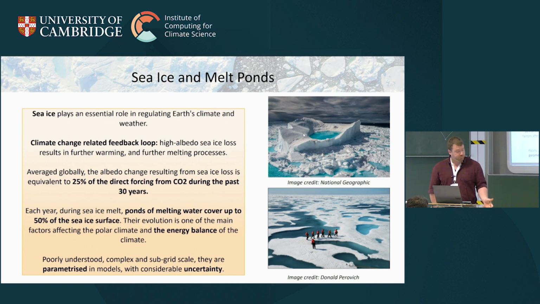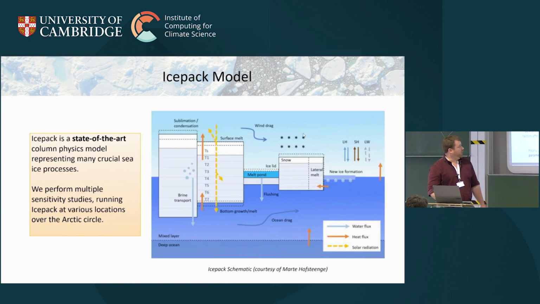So these have an enormous effect on the climate, not only of the Arctic, but they can then have effects on the global climate. And each year, up to 50% of the sea ice surface is covered in these melt ponds. We have two example photos of melt ponds on the right-hand side. And these melt ponds are poorly understood. They are complex and they are sub-grid scale, so these processes get parametrized.